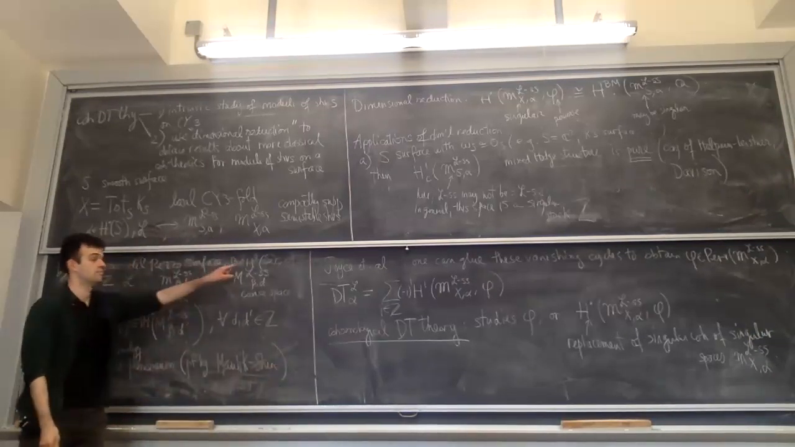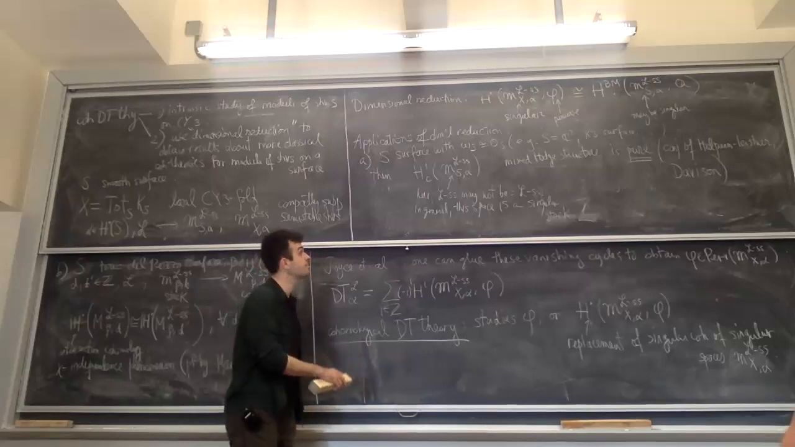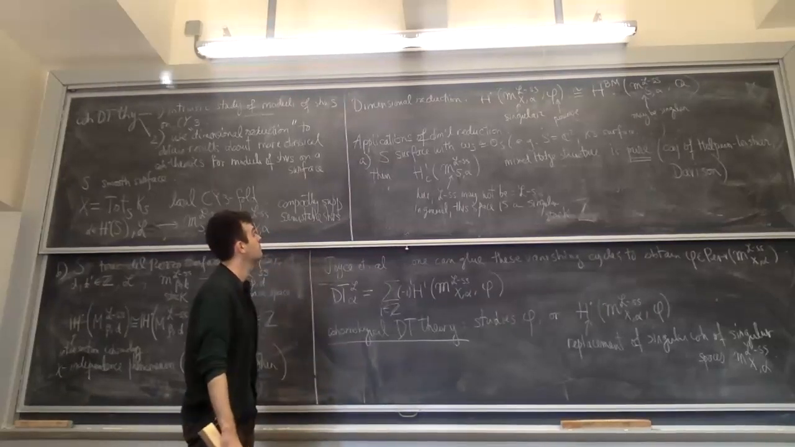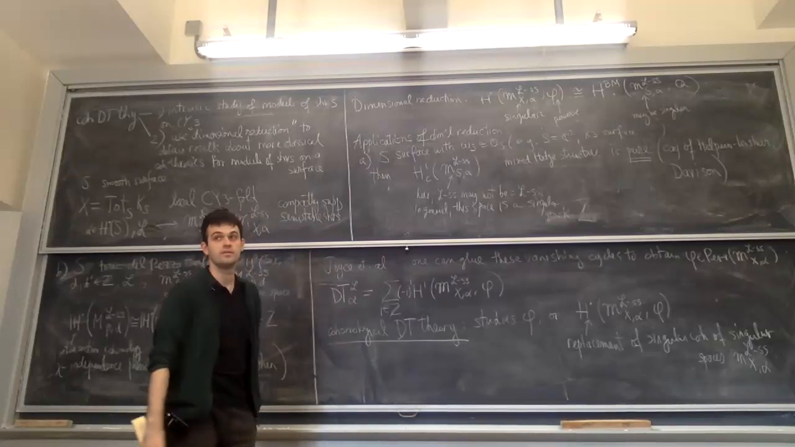Yes, so this beta is in H2. But over there, when you have the dimensional reduction, on the right, you don't have the intersection cohomology complex, right? Yes.